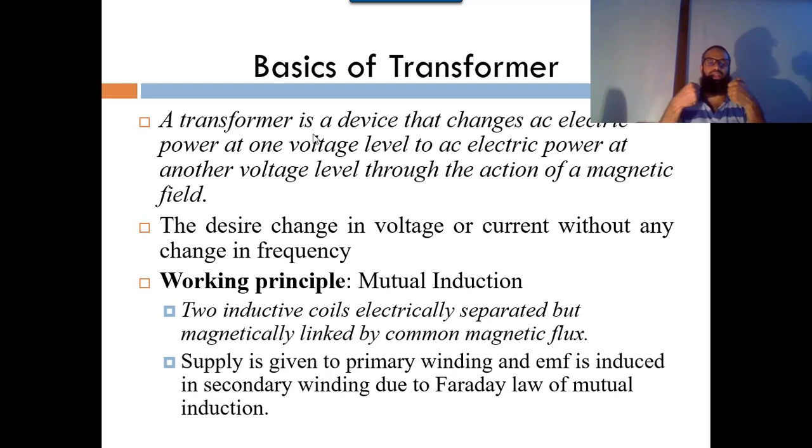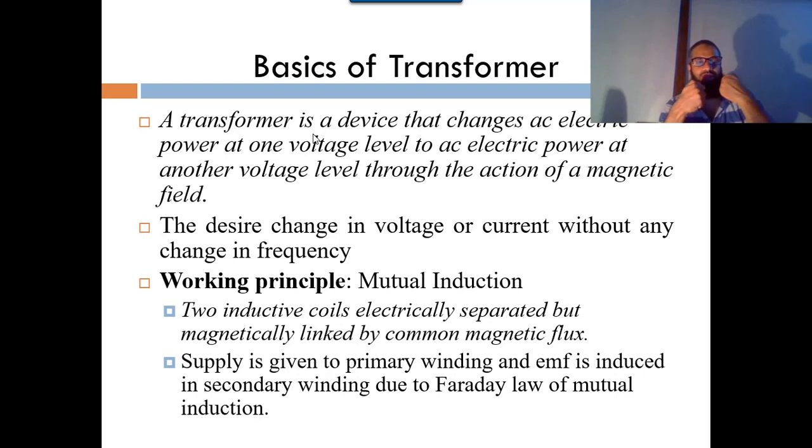If the number of turns in the primary side is equal to the number of turns in the secondary side, then we can use this transformer as an isolation transformer. In this transformer we have two different circuits, one on the primary side and the second on the secondary side, but the output voltage and the input voltage are the same, so it is an isolation transformer.